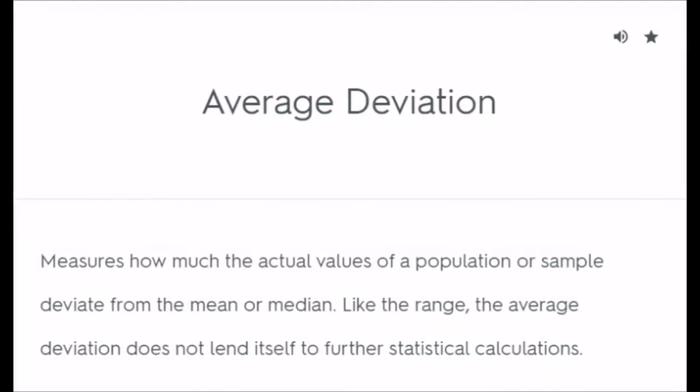Average deviation. Measures how much the actual values of a population or sample deviate from the mean or median. Like the range, the average deviation does not lend itself to further statistical calculations.